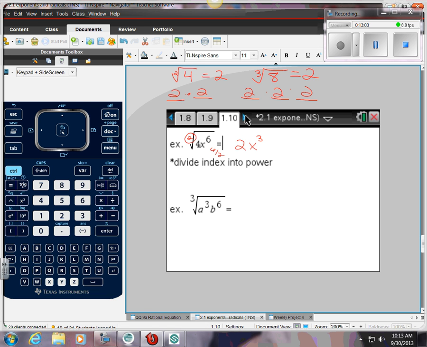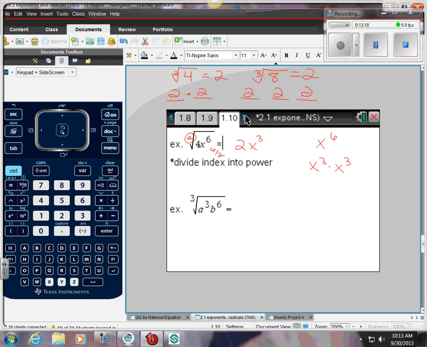So you divide that index into the power. The reason being is if I wanted to split up x to the 6, it's x cubed times x cubed, right? What's x cubed times x cubed? X to the 6. So that's how we break it apart, okay?